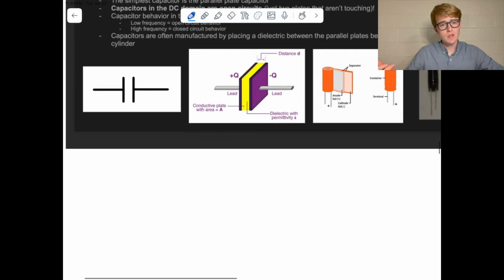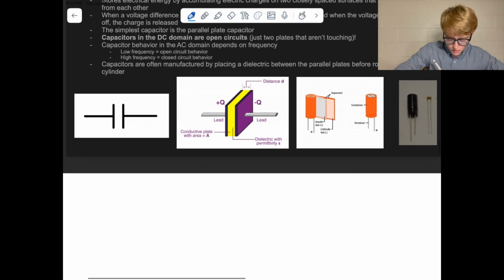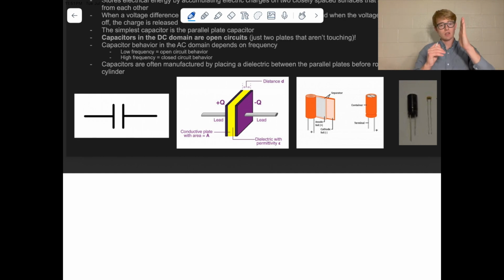Now how this looks physically, the simplest form of a capacitor is a parallel plate capacitor, and that's the model you'll probably see used most commonly. You can see an image here on the slide that I'm circling. Basically, I just have a conductive plate, and then I'll have some dielectric or insulative material, and then I'll have another conductive plate. So it's just two conductive plates with a dielectric, insulating material between them. And if I apply a voltage difference between those plates, they'll start accumulating charge.